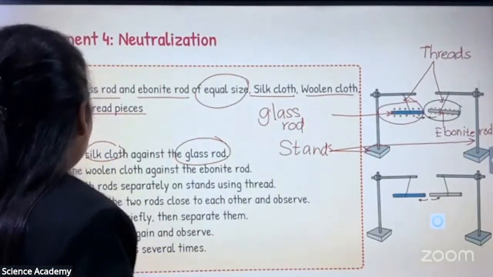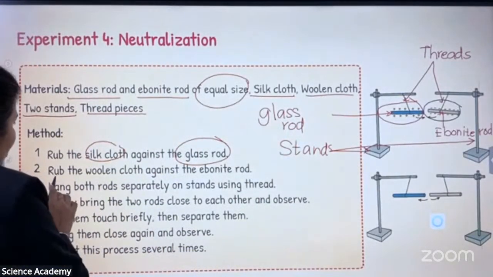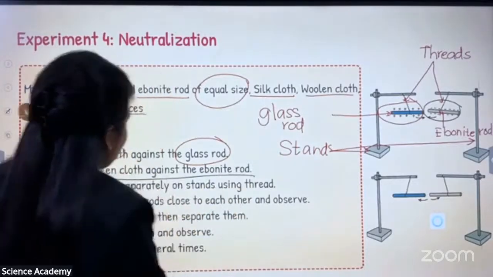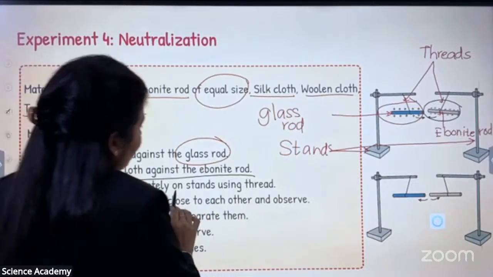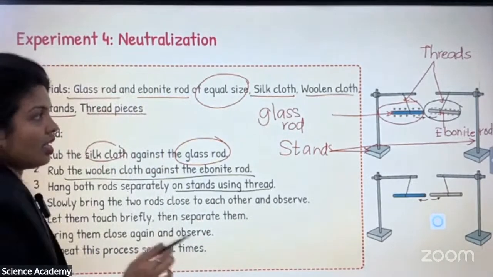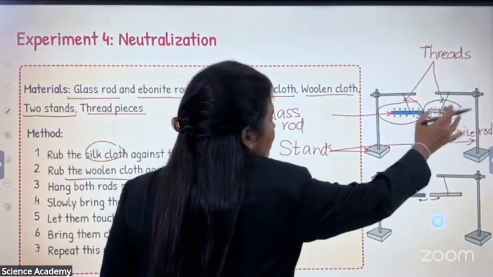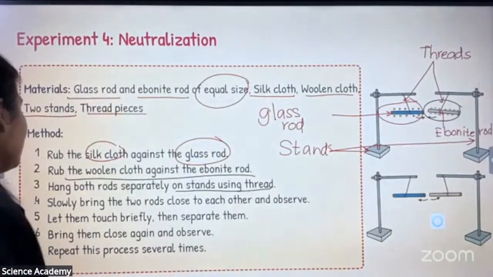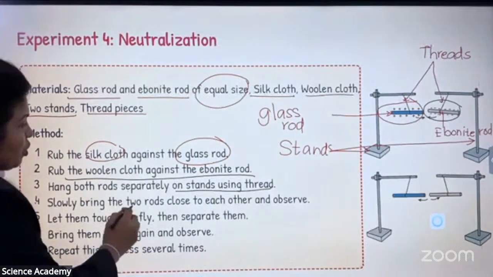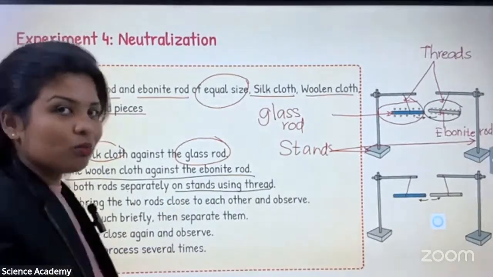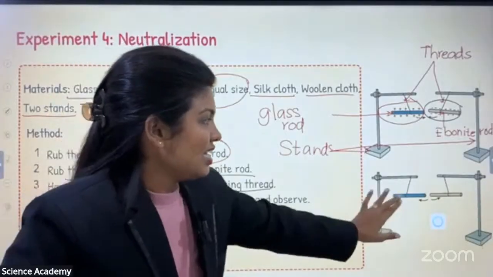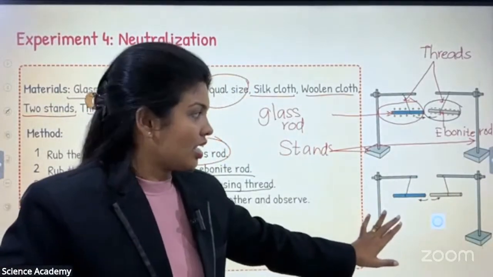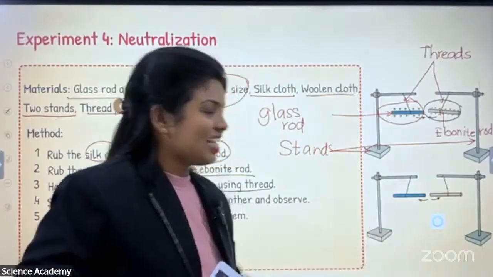Okay, right. So children, rub the woolen cloth against the ebonite rod. Hang both rods separately on stand using the thread, right? Hang these rods using the threads, right? Slowly bring two rods close to each other and observe. We take these two rods near to each other, right? Okay.